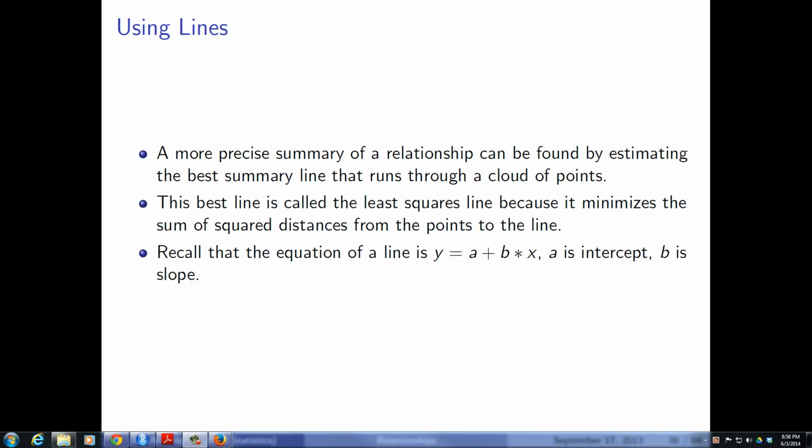Remember that the equation of a line is y equals an intercept a plus a slope b times x. This is a little bit different than the usual mx plus b that you might have seen in a math class in high school.